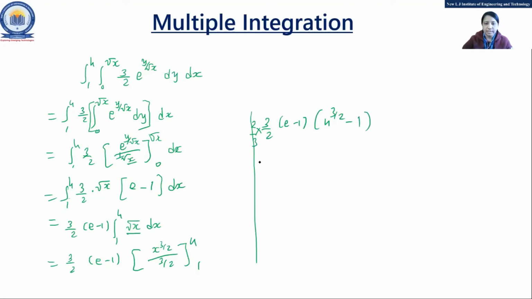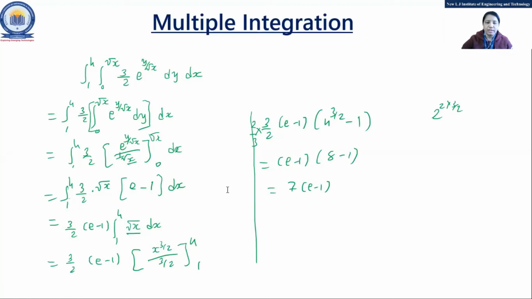So that is as it is. So our answer will be e minus 1. Fine. 2 raised to... This can be written as 2 raised to 2 into 3 by 2. So 2 raised to 3, that means it is 8 minus 1. So we can write 7 into e minus 1. Okay, 7 into e minus 1, that is our final answer.